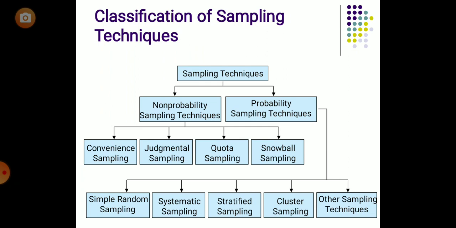If we talk about the probability sampling technique, then all the elements of the population have an equal chance of selection. This is known as probability sampling. We have already discussed an example. Let's say we talk about a lottery: whosoever has applied for the lottery, all the participants have an equal chance in the lottery, then it is known as probability sampling.